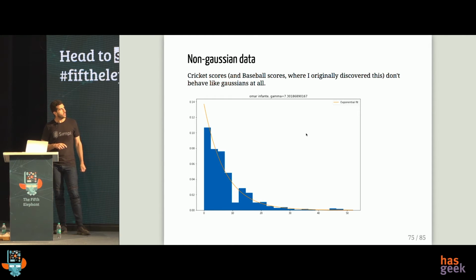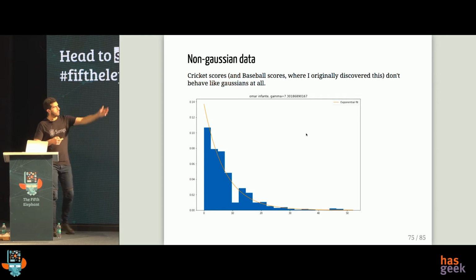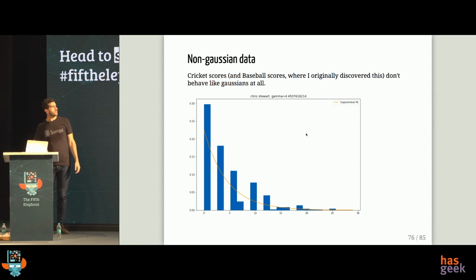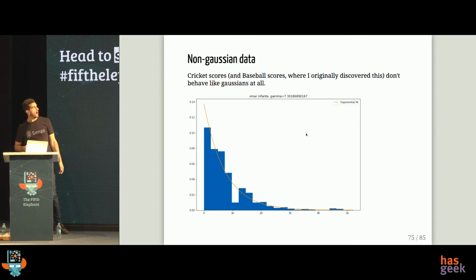Here's one example. So I have a bad cricket data set that I don't fully trust, and I have a good baseball data set that I trust tremendously. So this data comes from baseball. This is the distribution of scores for the player Omar Infante. This is the distribution of scores for Chris Stewart.